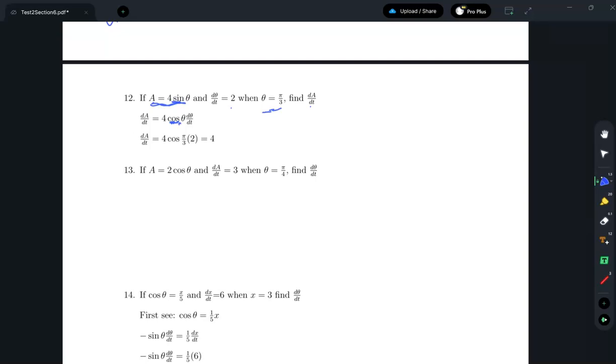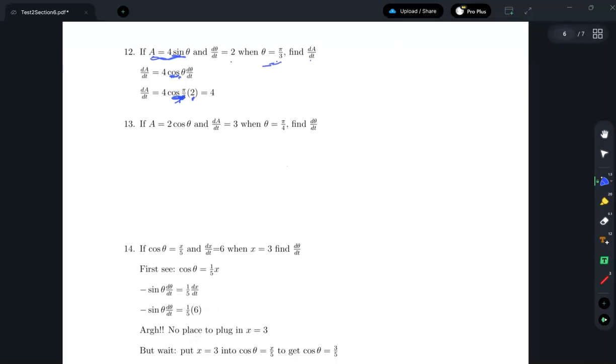Then I plug the information in. So I plug in pi over 3 for the theta, and then put the d theta over dt is 2. And then you know that the cosine of pi over 3 is 1/2, so those cancel, so I just get 4. Okay, let's do this one.